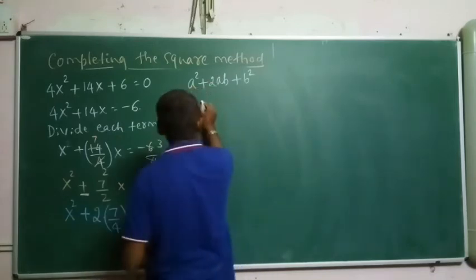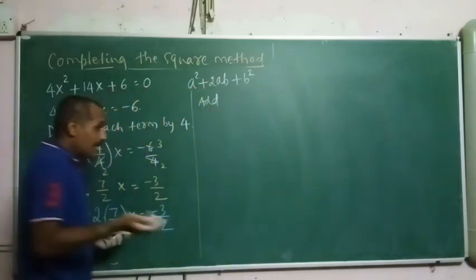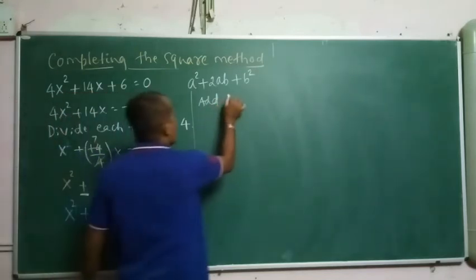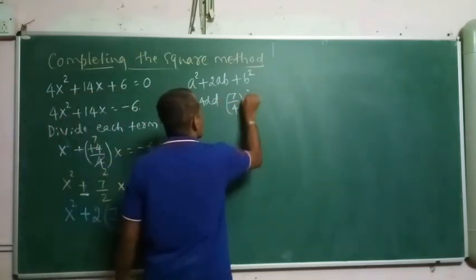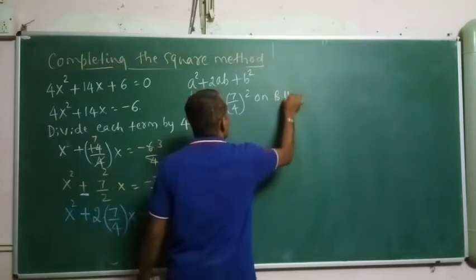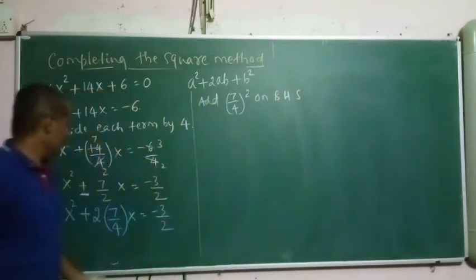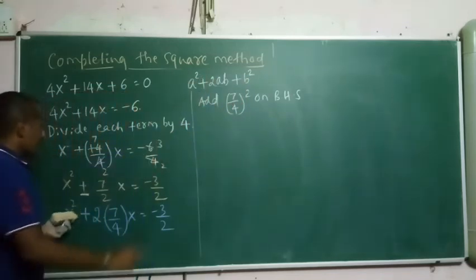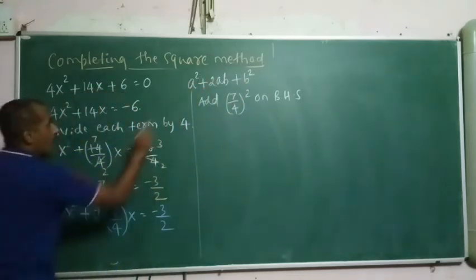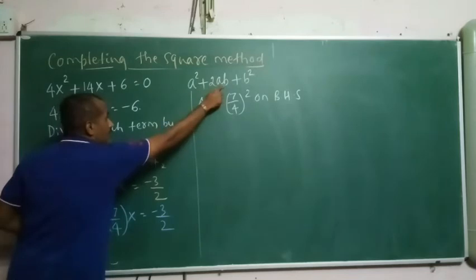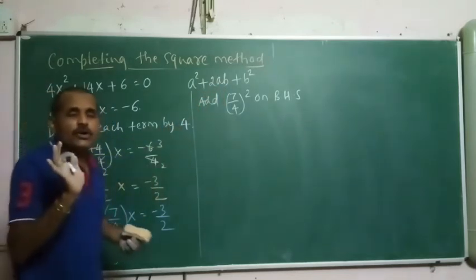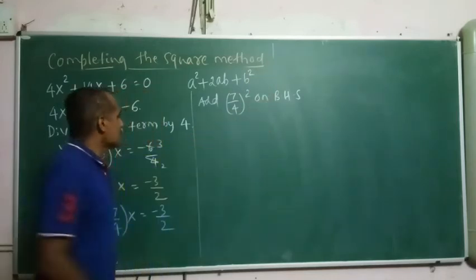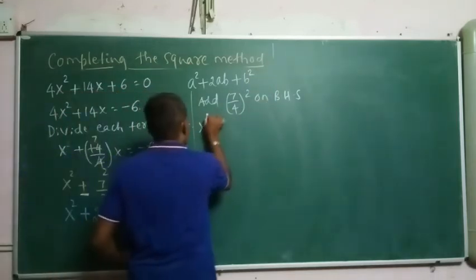Now I will add b square on both sides. B means what? 7 by 4. And 7 by 4 the whole square on both hand sides. Come on. So that I will complete the square. I am having a square, I am having plus 2, I am having a, I am having b. Only a shortage of b square. That I will add on both hand sides. Come on.